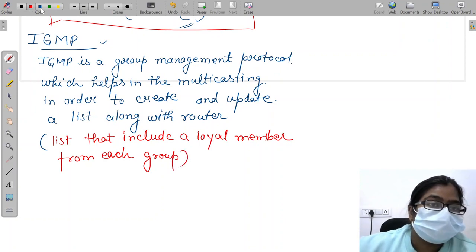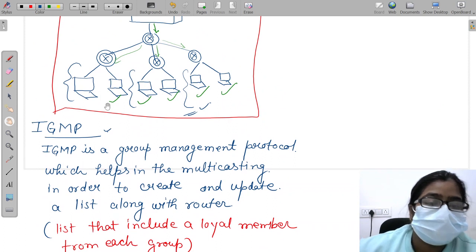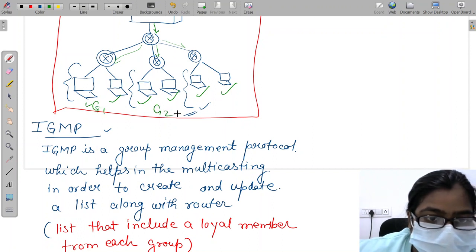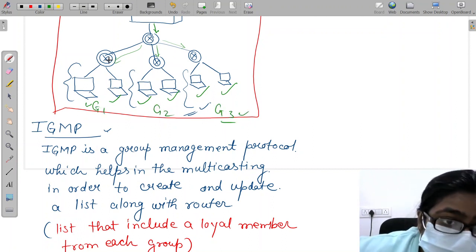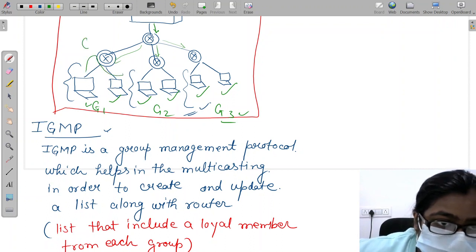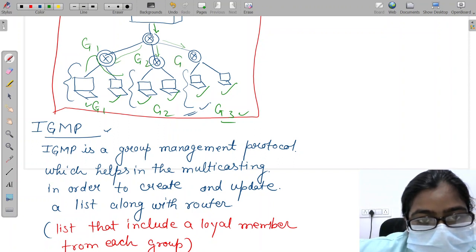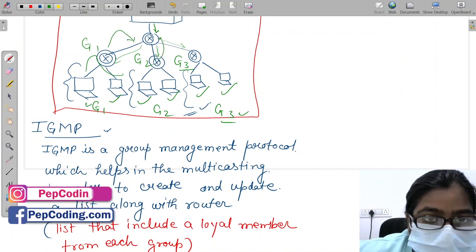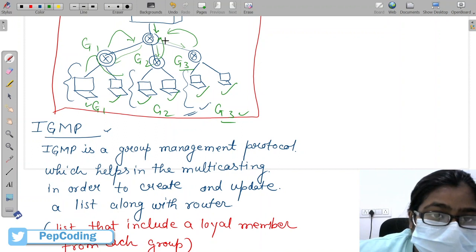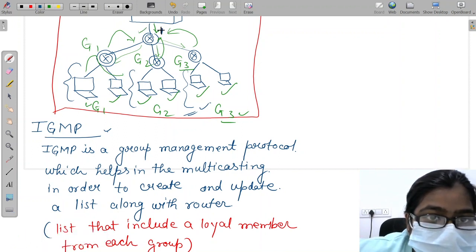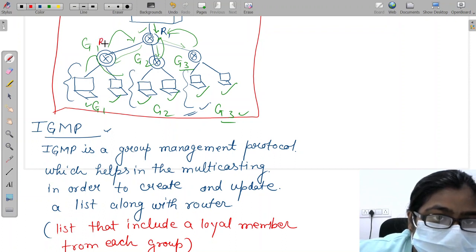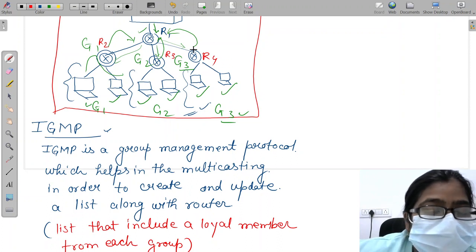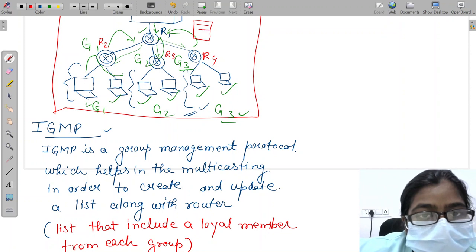Okay, so what is this? If these two systems are in a group G1, these are G2, these are G3. So this router has details of group G1, and this router has the details of G2, and this router has details of G3, and these will be the loyal members for this router, and they will update this router. Let's take it as R1, and these as R2, R3, R4. So R2, R3 and R4 will be the loyal members which help R1 to make its group list.